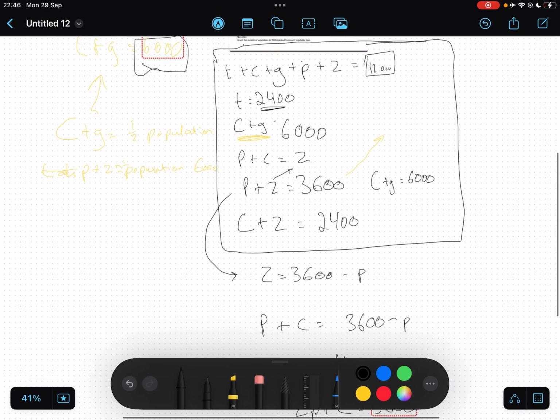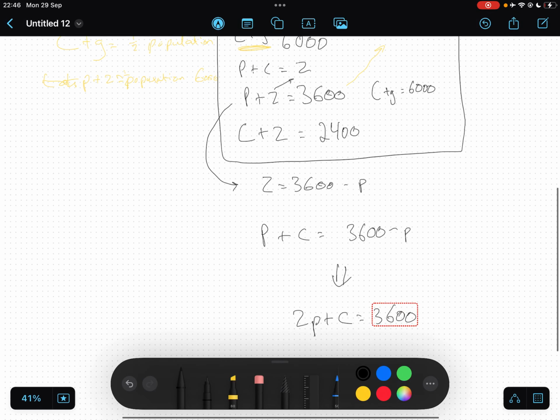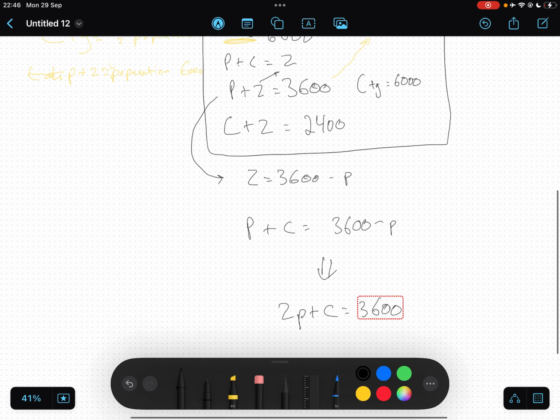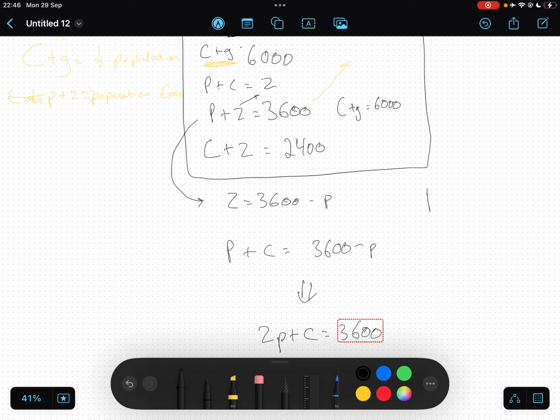So that means P plus 3,600 minus P equals 3,600. Does that help? No, it does not. That's just going to cancel everything out.